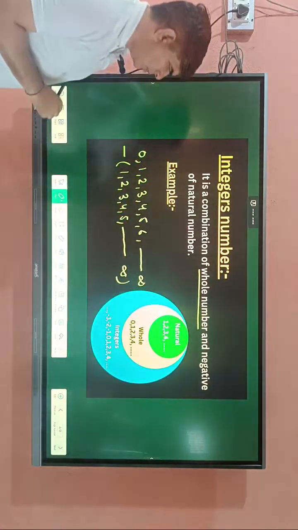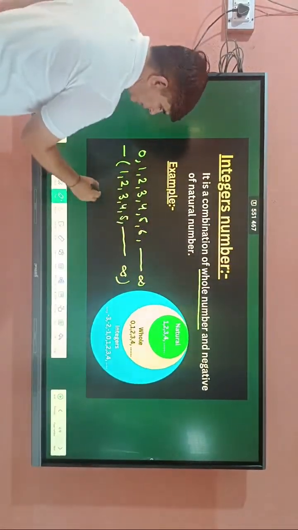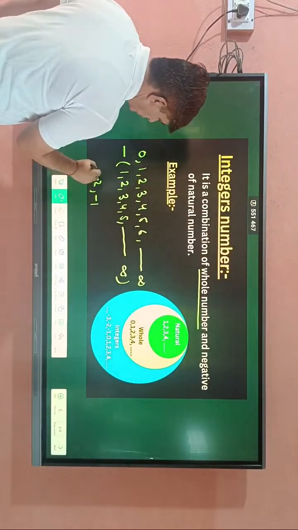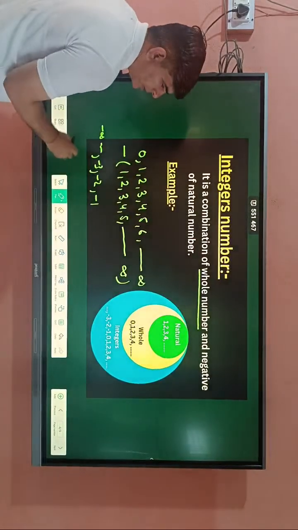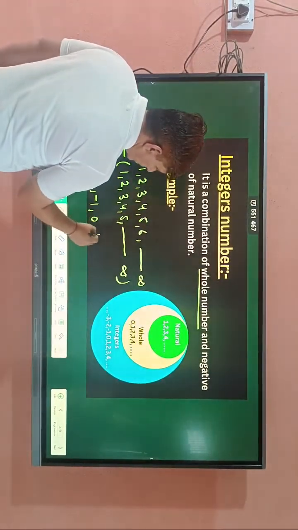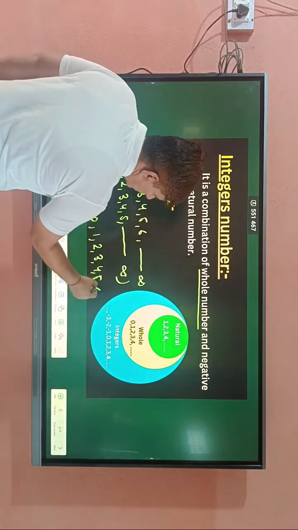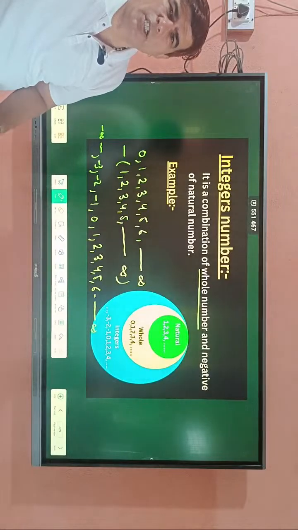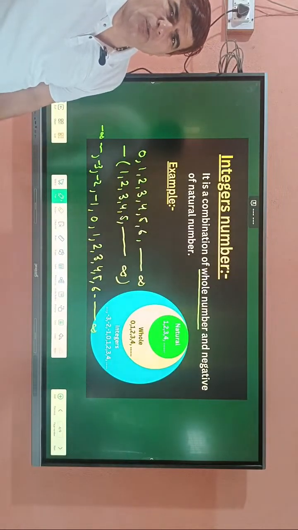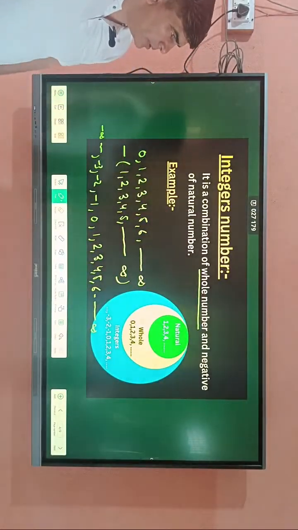If you open this bracket, the minus sign comes here. So these we can write like this: -1, -2, -3, in this way, minus infinity. Then what's coming? 0, 1, 2, 3, 4, 5, 6, till where? Infinity. Integers are the real numbers which are the sum of whole numbers and negatives of natural numbers.